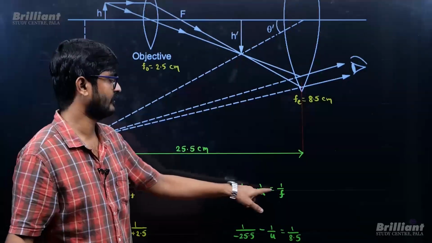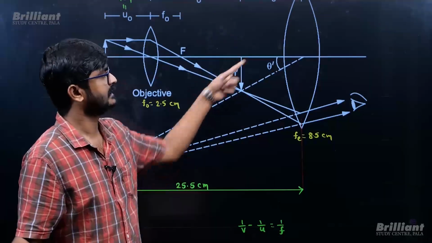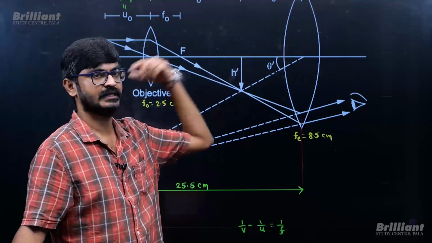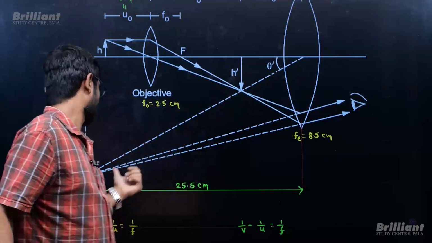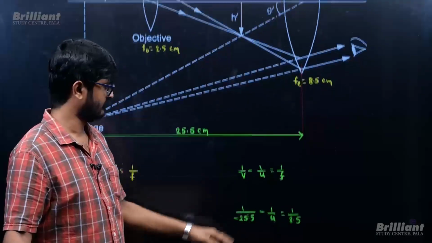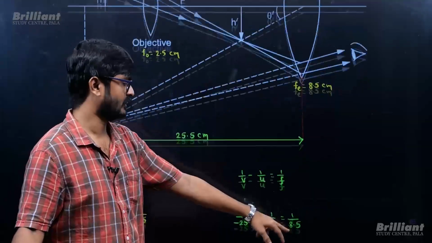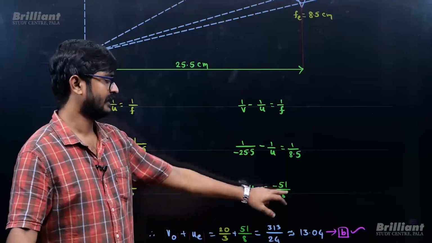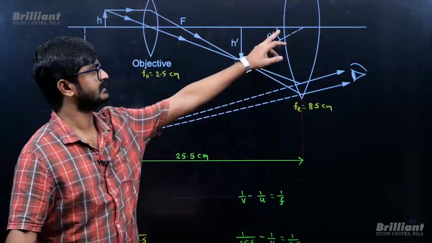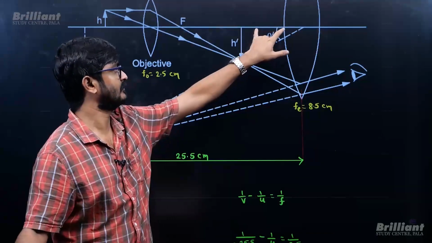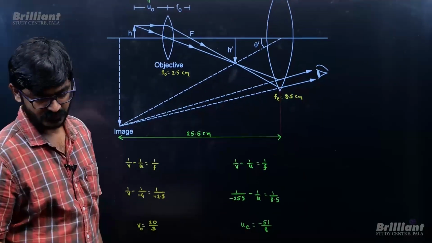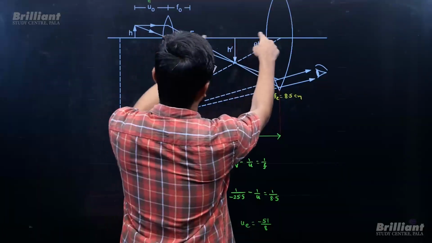Again I will be using 1/v − 1/u = 1/f. Incident ray is going this way, so the direction is positive, this direction is negative. So image distance is −25.5 and focal length is +8.5. When you substitute, you will be getting −51/8. That makes sense, minus in the sense this direction, and this length is 51/8. So what we got? This length is 20/3 and this length is 51/8.